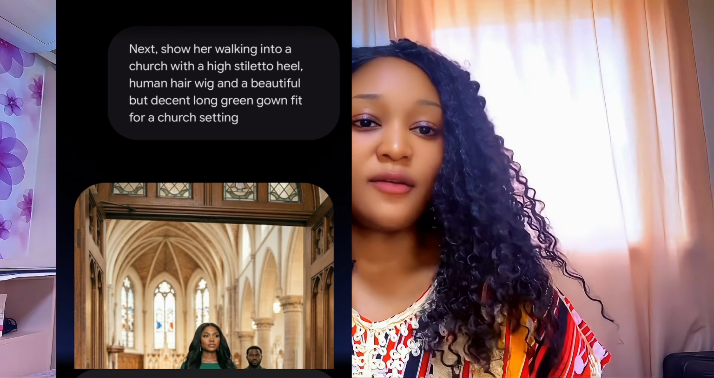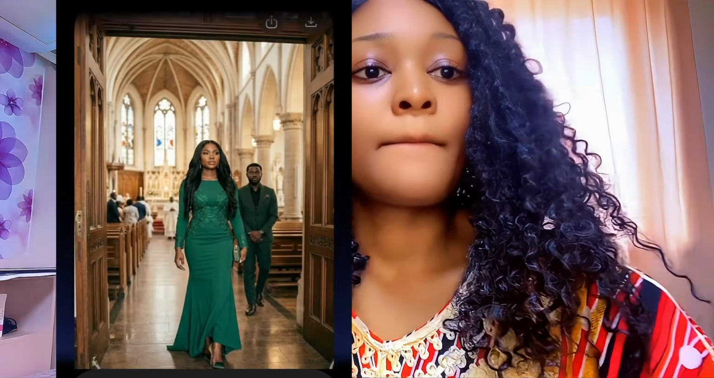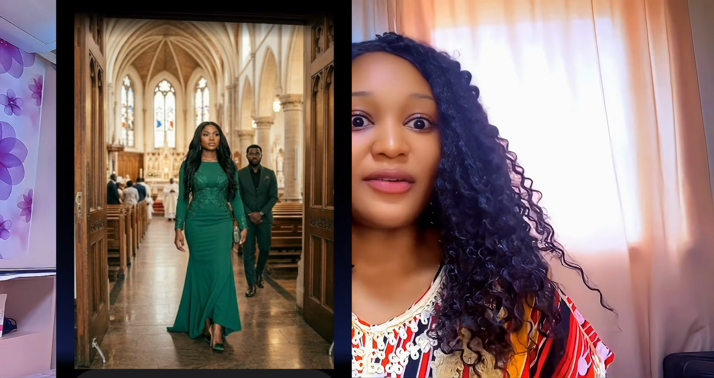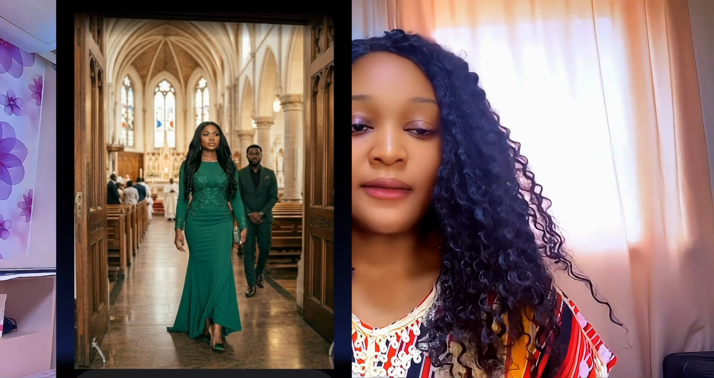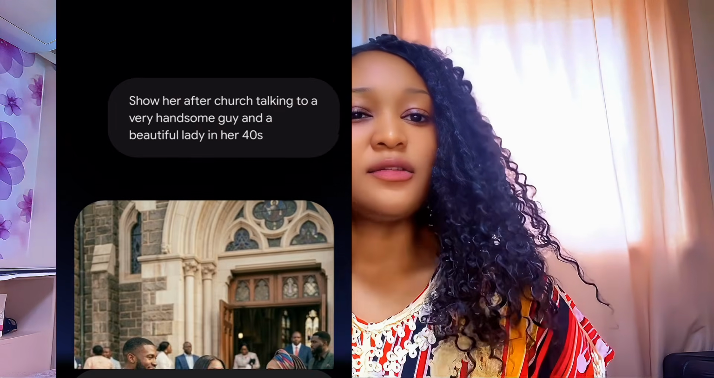Next I said show her walking into a church with a high stiletto heel, human hair wig, and a beautiful but decent long green gown. You can see the gown, but she was walking out of church. I could still fix that and tell it make her walk into church, but you see it's the same face and the dress is good enough, so I left it.